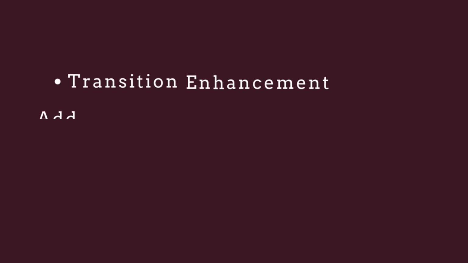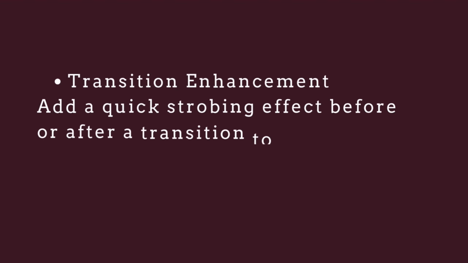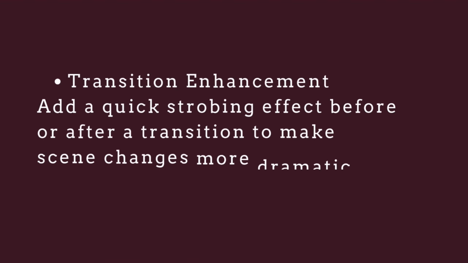the digital glitches there, and also transition enhancement. Add a quick strobing effect before or after a transition to make a scene change more dramatic. So those are some of the common uses of alpha strobing.